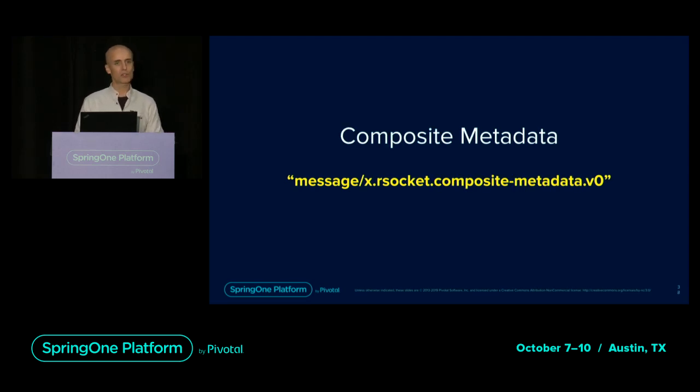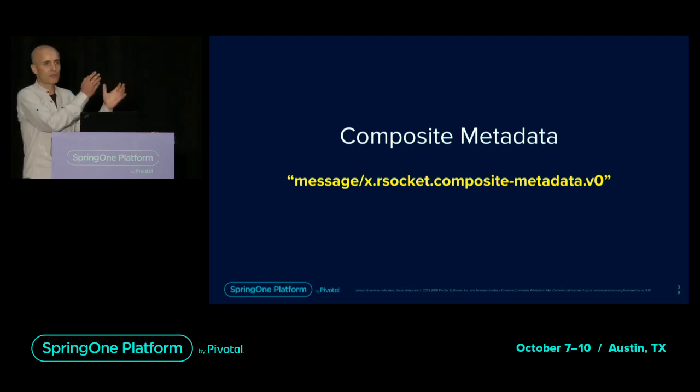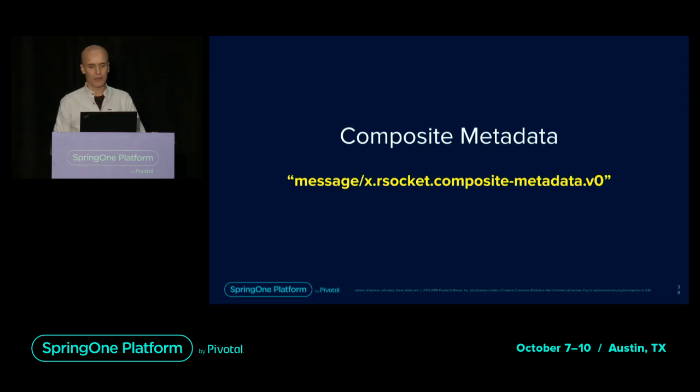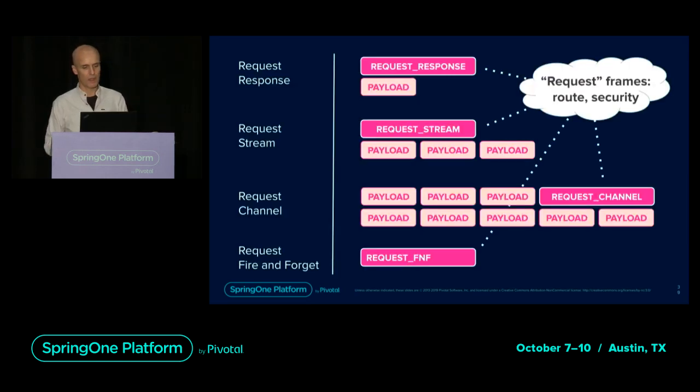Composite metadata, so anytime you want to do more than just a route, if you want to do security and routes and tracing and metrics, other things, then you will need composite metadata, and that basically means that you can have multiple types of metadata in it, each with its own MIME type. So again, if you look at all the request interactions at a glance, the first frame in every request is going to be the most important one in terms of metadata, because that contains routing, security for that interaction.